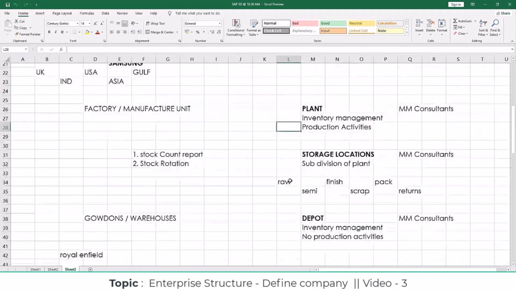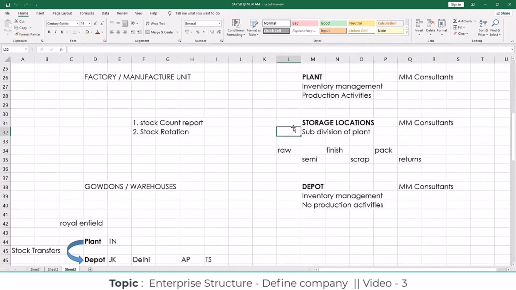And inside the plant, we try to maintain multiple storage locations. These storage locations are nothing but subdivisions of a plant. And why do we require to maintain these storage locations? To get the stock count report, and for the stock rotation process, we try to maintain plants, storage locations. And then we discussed what is a depot.